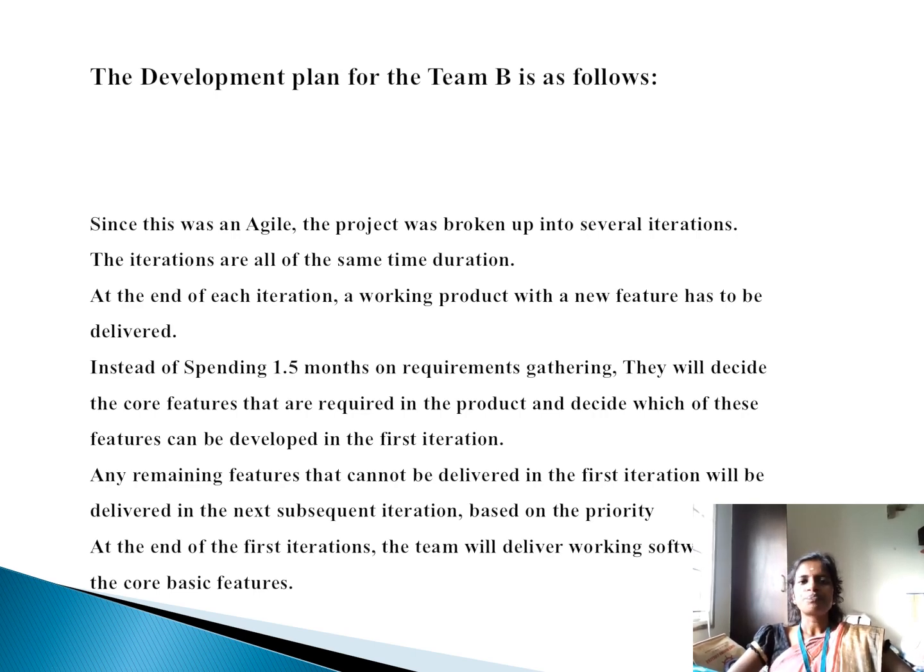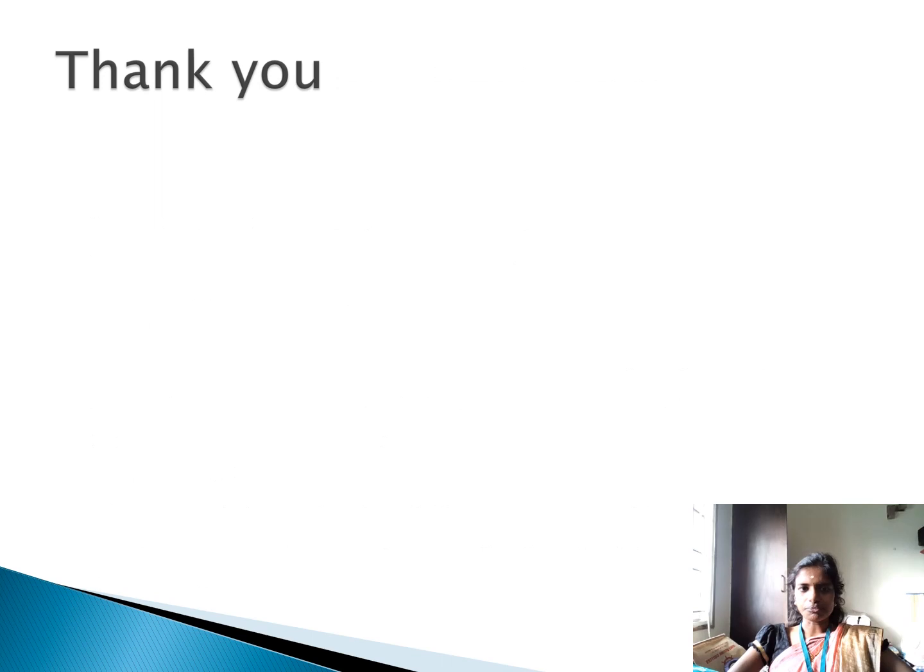Whatever changes are required by the customer will be done in the second iteration by the team. So when you compare team A and B, at the 1.5-month point team A will be only in requirements, but team B will have completed a partial software. This is the advantage: team A has followed waterfall, the traditional model, and team B has followed our agile model. So the agile model is generally the preferred model in the software development process.